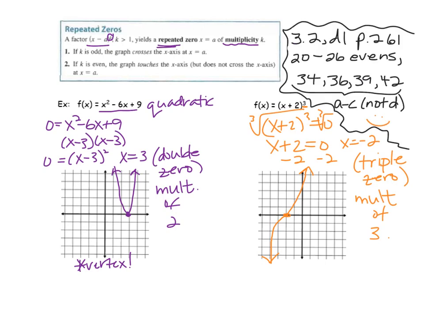So your assignment for 3.2 day 1 is on page 261. We'll do 20 through 26, the evens. And that's looking at the graph and simply describing, or looking at the equation, and simply deciding what the left and right hand behaviors are. For 34, 36, 39, and 42, do parts A through C on each of them. You don't have to do part D.